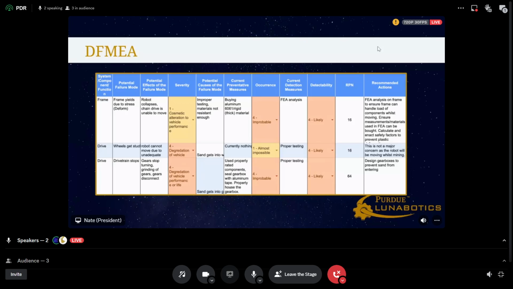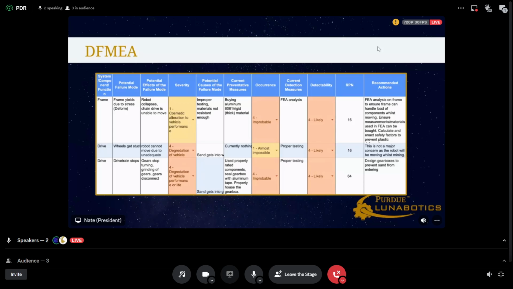And then another consideration was the wheels getting stuck as we are moving and mining at the same time. Currently, we don't have any precautions for this. This would be really evaluated from testing, as this is more difficult to simulate online.